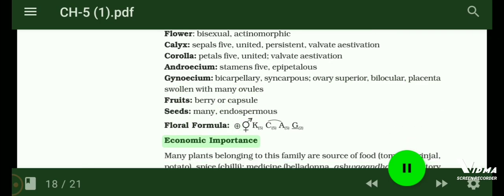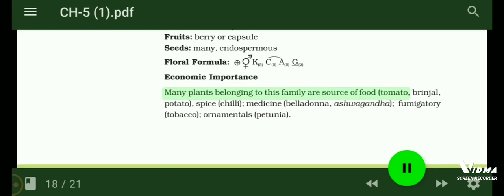Economic importance. Many plants belonging to this family are source of food: tomato, brinjal, potato, spice chili. Medicine: belladonna, ashwagandha. Fumigatory: tobacco. Ornamentals: petunia.